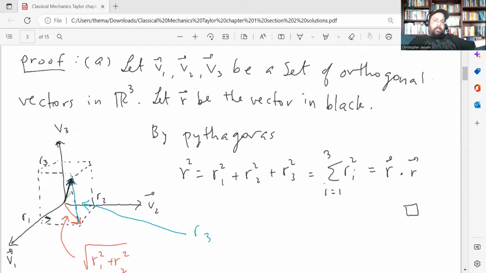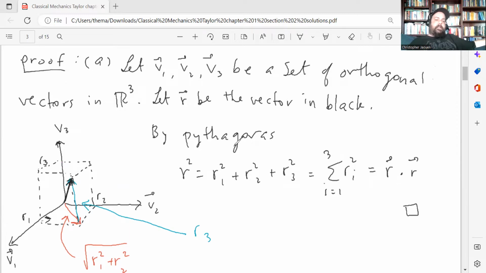If you look at the vector r, if you project it into the xy plane, you get that red vector, which has length squared r1 squared plus r2 squared, where r1 is the x coordinate, r2 is the y coordinate of that vector, right? Here, r3 is the z coordinate of the vector r. So in other words, r1 is the projection of r onto the x-axis, r2 is the projection of r onto the y-axis, and r3 is the projection of r onto the z-axis.